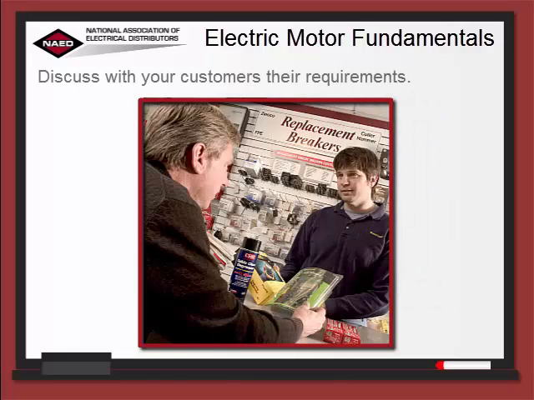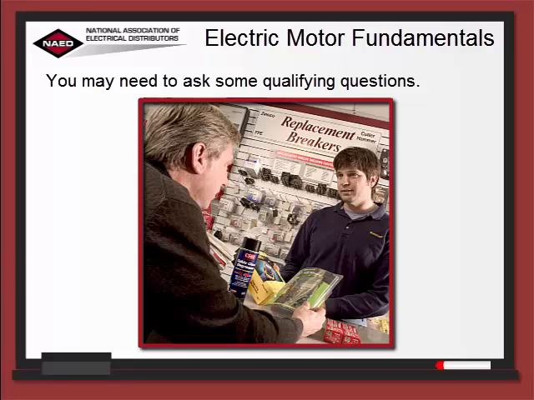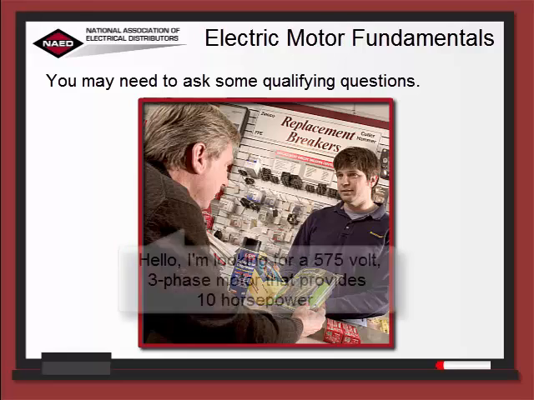With other apparatus products, you will need to discuss with your customers the requirements for their application. This will help you determine the correct type of motor they need. You should ask some qualifying questions. Here is a customer looking for a motor.